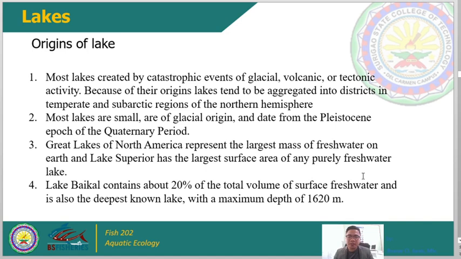It contains about 20% of the total volume of surface freshwater and is also the deepest known lake with a maximum depth of 1,620 meters. So yung mga kalayumon ang present sa lake. This kind of lake basically does not permit the growth of aquatic plants at the bottom because the light from the sun does not penetrate at this depth already. Mga 1,000 meters dili na maabot ang light.